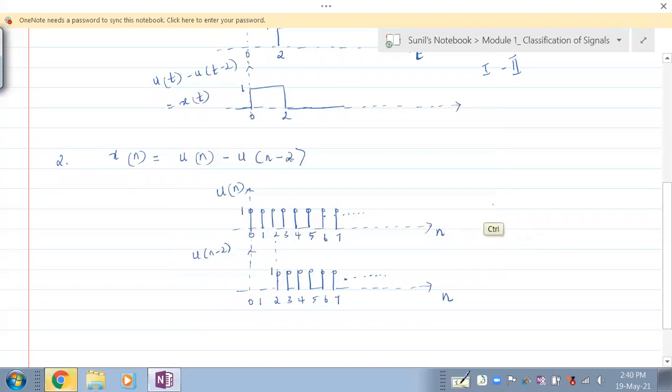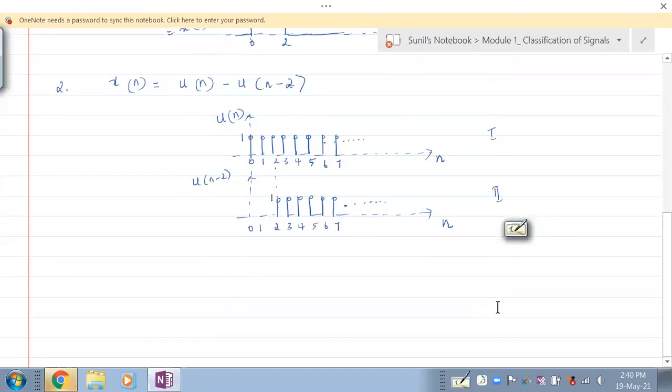So again consider this as your first signal and your second signal, and to get x of n, what we are performing is first signal minus the second signal. So how would this look? There is a reason why I took this exercise, though simple it is. It is x of n, which is equal to u of n minus u of n minus 2. So you'll have the samples only at 0 and 1. From 2 onwards, there will not be any samples.